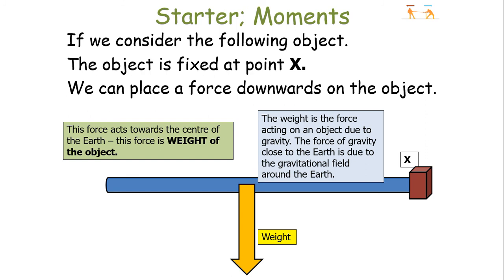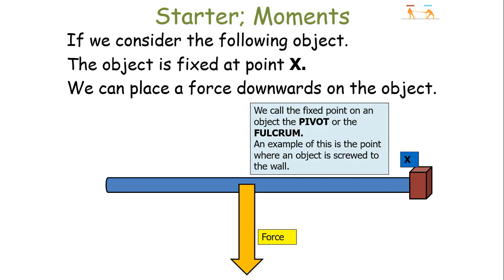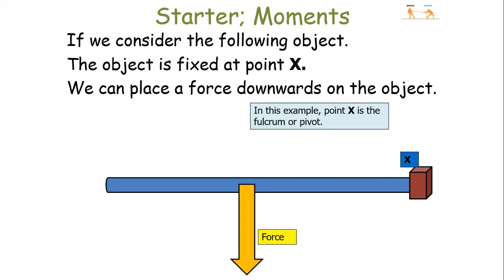So, whilst the weight of this object is acting on it due to the force of gravity of the Earth causing it to be pulled down towards the Earth, it would actually rotate. So, we call this fixed point of an object the pivot or the fulcrum. Like when you screw an object into the wall, where it's screwed in will be acting as the pivot or the fulcrum. So, point X in this example is the pivot or the fulcrum.